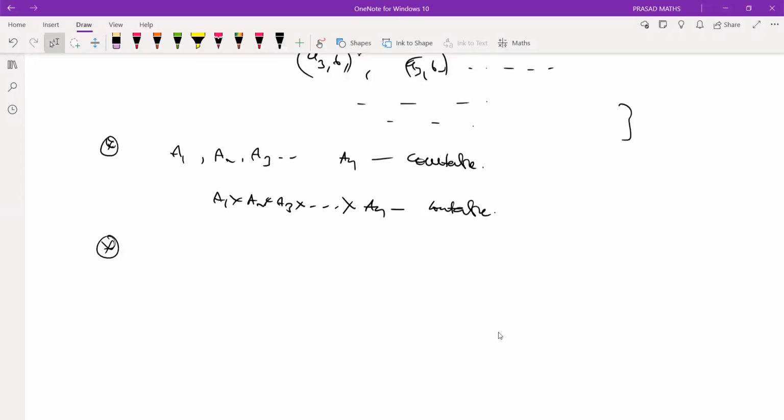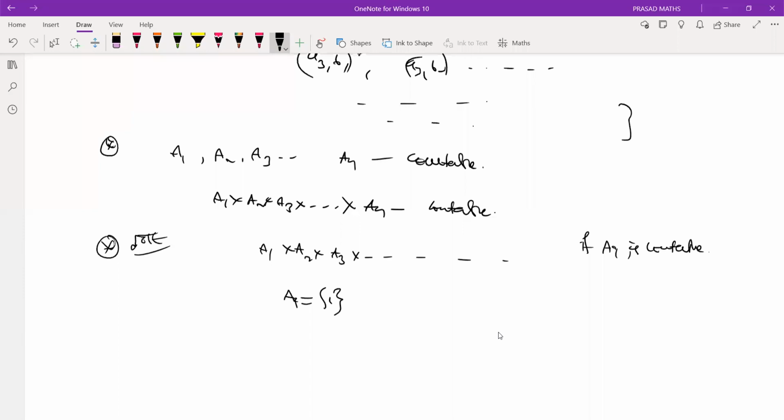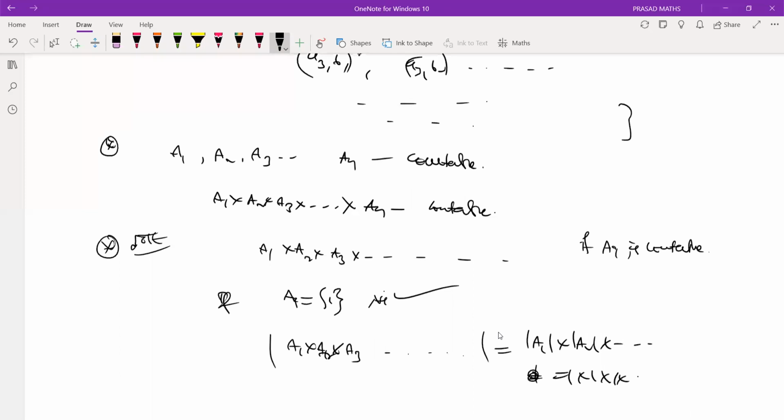Suppose you take an infinite Cartesian product, A1 cross A2 cross, going on. Is it countable? Each A is countable, but it may not be. Suppose each A is the singleton set containing 1. What is the cardinality of A1 cross A2 cross going on? It is the cardinality of each multiplied together, 1 into 1 into 1 into 1. That means it is 1.